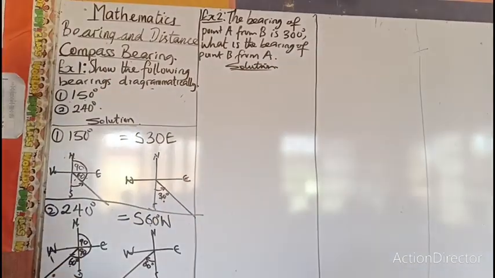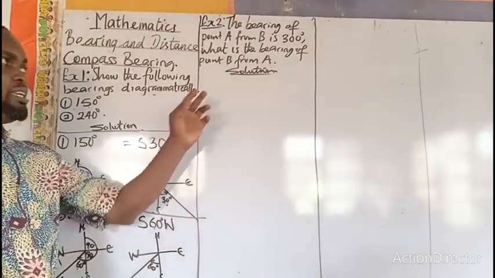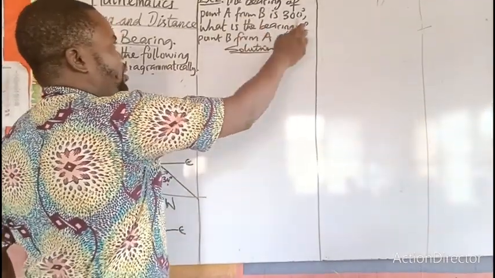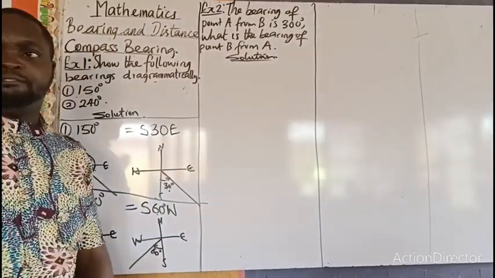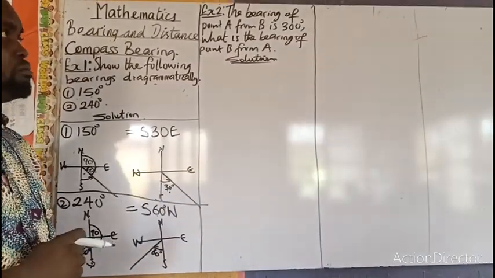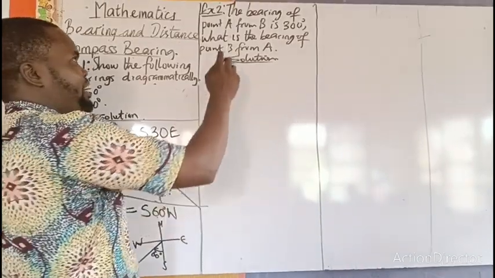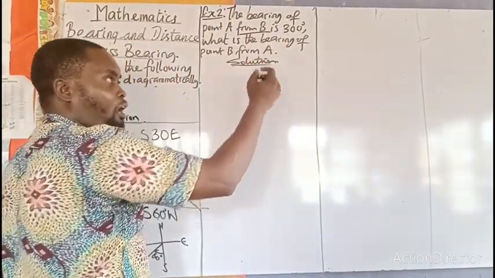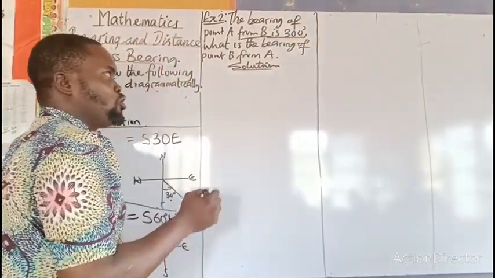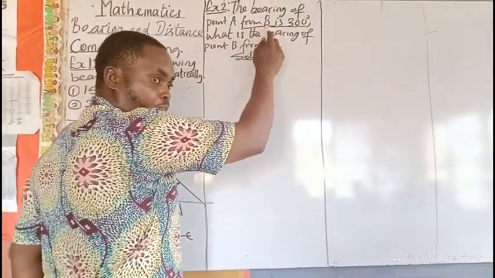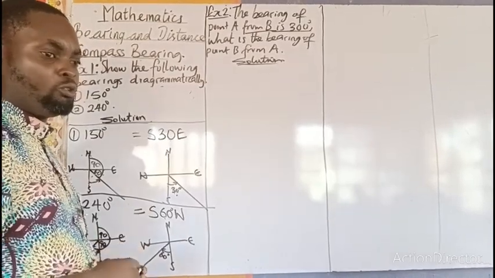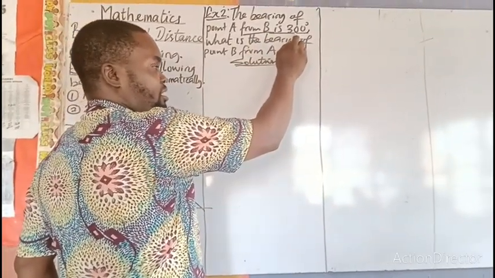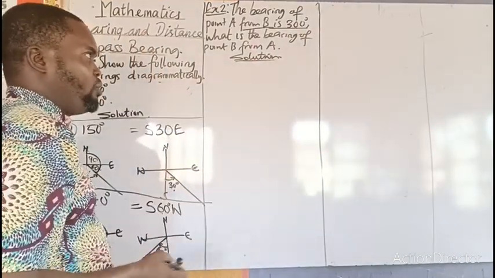Now, let's look at this. The bearing of point A from B is 300 degrees. Which of the points am I going to write first? Am I going to write A first or B first? Now, the bearing of point A from B is 300. So, we are reading it from B. So, B is the one I'm going to write first. And it's on B that I'm going to measure 300.